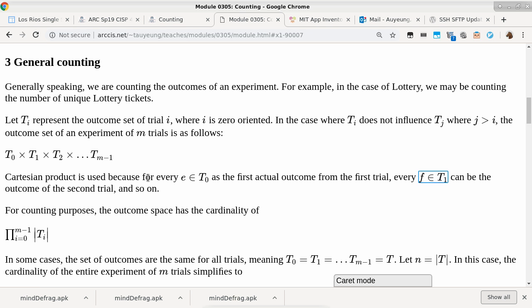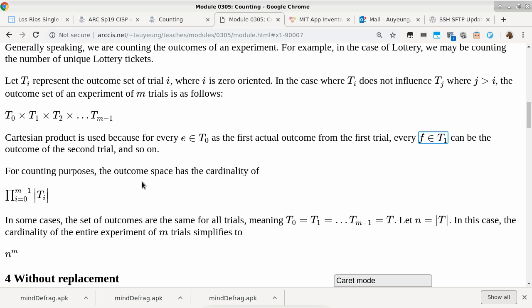All right. So for counting purposes, if you want to count the total number of outcomes for the entire experiment, and there are m trials, then it becomes the big pi of i going from 0 to m minus 1, and then the cardinality of each T subscript i. Does that make sense? The big pi means multiplying all the terms together. So sigma is for summation, and this is for product.